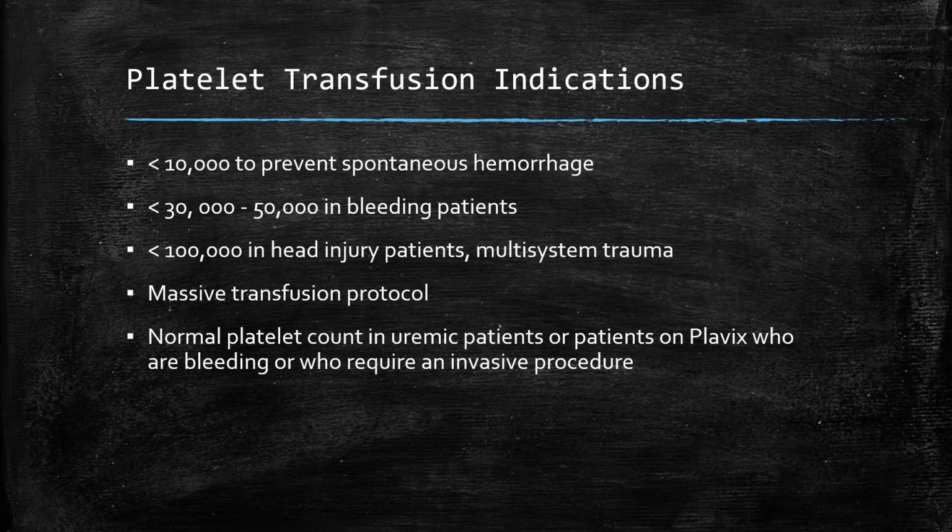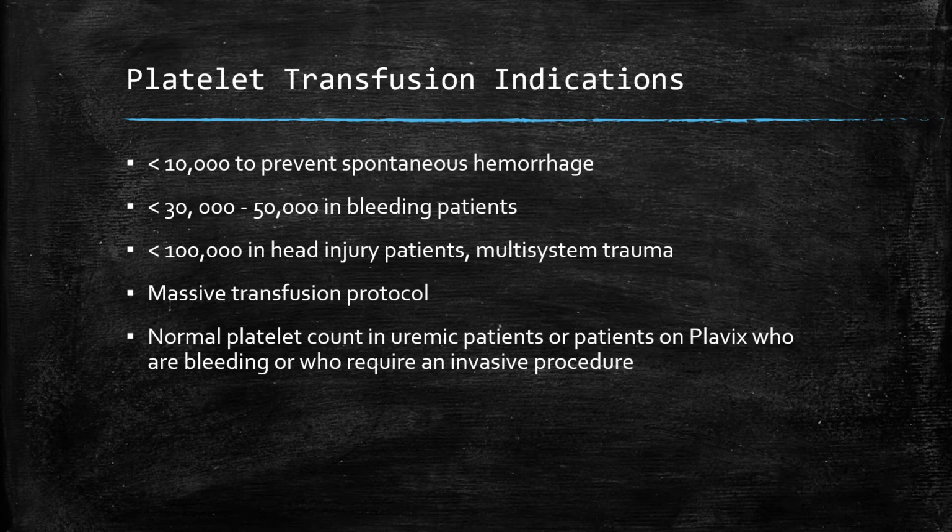There are several indications for platelet transfusions. I think there'd be general agreement among surgeons that any patient with a platelet count less than 10,000 should be given platelets to prevent any spontaneous bleeding episodes. In a patient who's already bleeding, I believe most of us would give platelets for a platelet count less than 30 to 50,000. In head injury patients, the transfusion trigger is usually higher, maybe upwards of close to 100,000. Platelets are also given as part of the massive transfusion protocol.